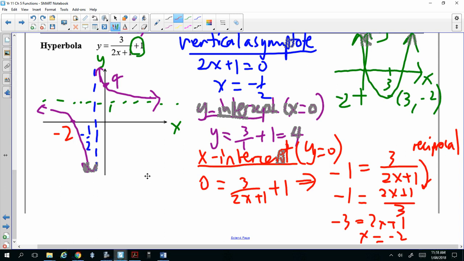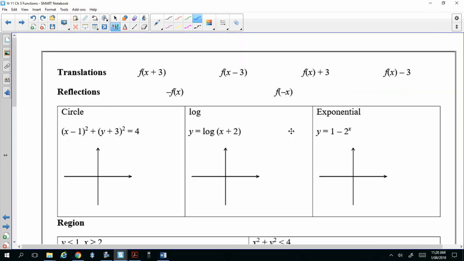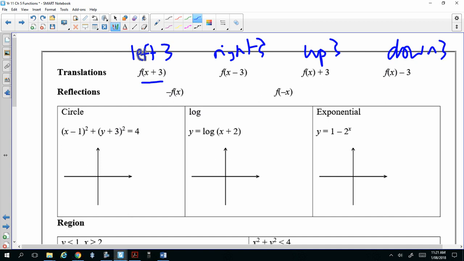Alright, let's pause this for a while. Continuing. Alright, let's look at this. What does this do? Unfreeze, sorry. What does this do? Left, 3 units. This is right, 3. This is up, 3. Down, 3. Hopefully you got it right. Right. Right again.